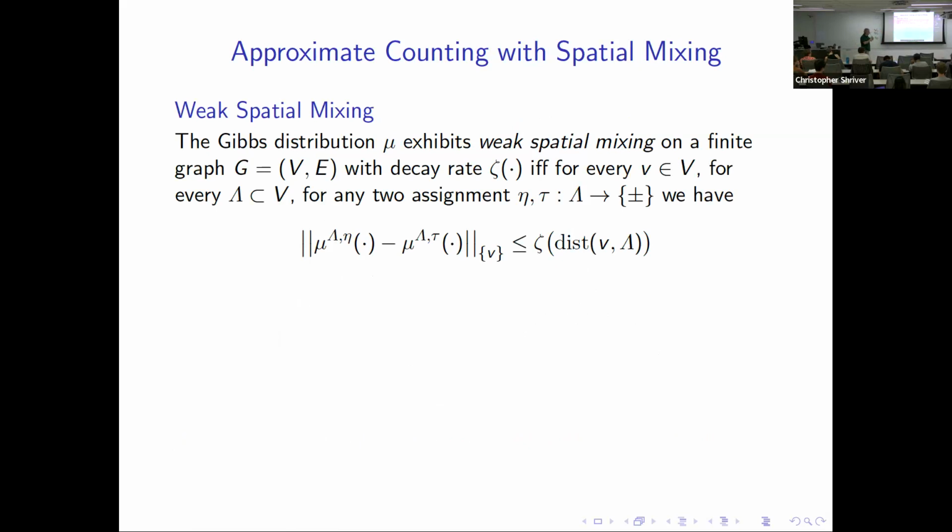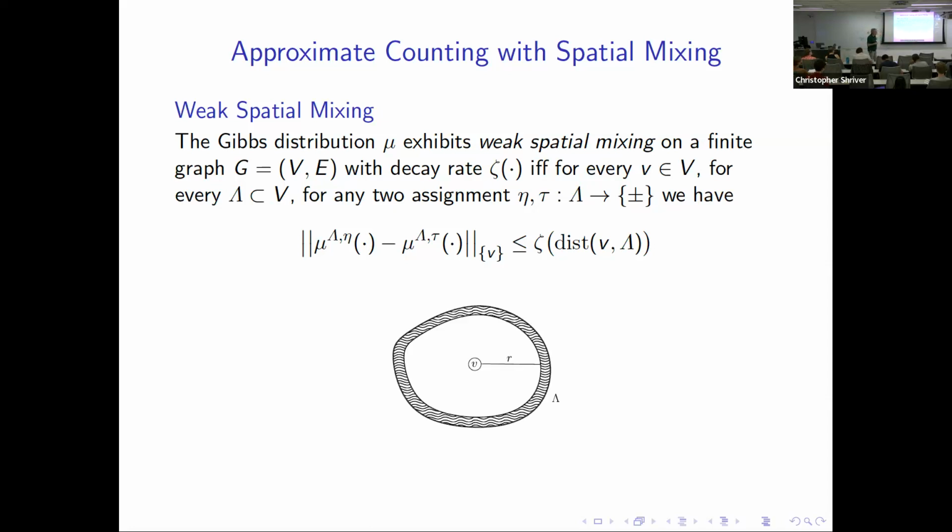So what is weak spatial mixing? Not only for the hardcore model now, but also for general Gibbs distributions. For us, of course, we talk about algorithms, so we always have finite graphs. We focus only on finite graphs. We say that the Gibbs distribution mu exhibits weak spatial mixing on a finite graph G with decay rate Z if and only if for every vertex V, for every subset of vertices lambda, and for every two assignments eta and tau at this set lambda, we have this thing here.